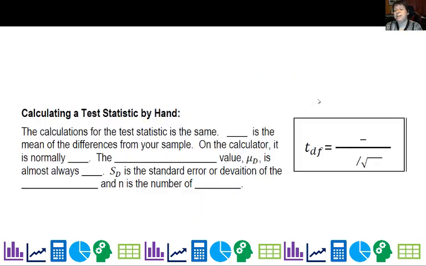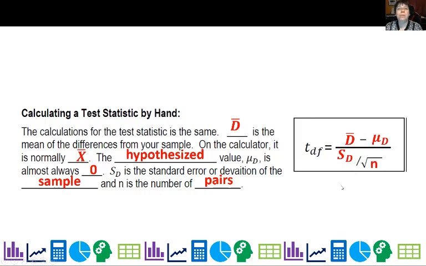So calculating the test statistic by hand, if we use D bar as the mean of the differences in our sample, that would go right there. So it's kind of like the old X bar. By the way, on the calculator, it's still normally X bar. The hypothesized value is the mean of the differences. By the way, this is almost always 0, so this part might go away. And then we have this S of D, which is the standard error for the sample, and N is the number of pairs.